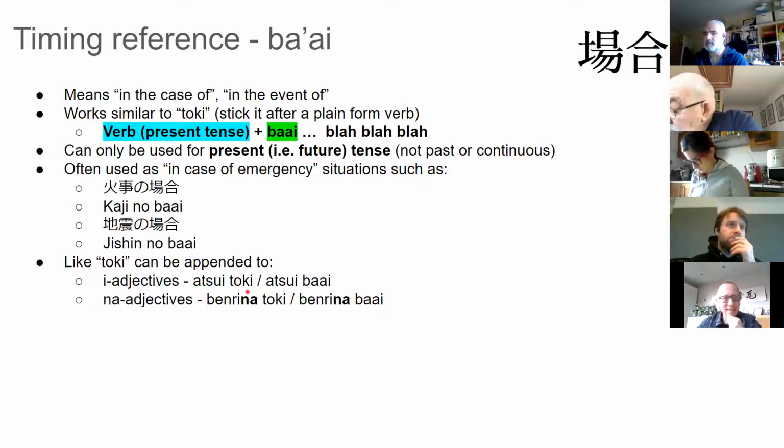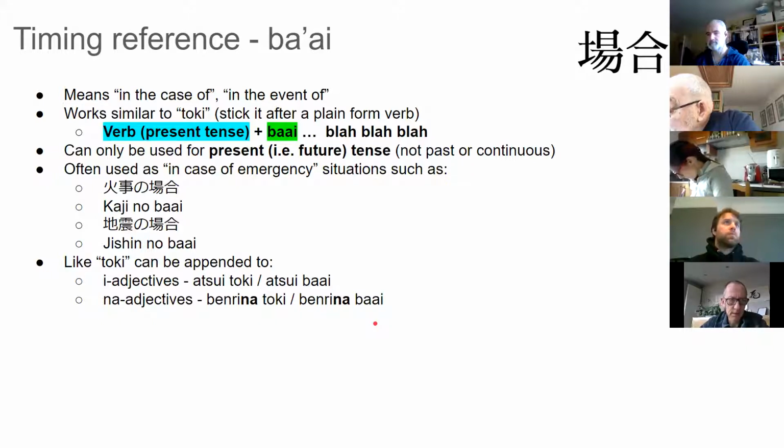Na adjectives. Bear in mind that we've got to use the full verb here. It's atsui toki, with the e. With na adjectives, we need the na as well: benri na toki or benri na bai. Oh, that was it. Any questions, guys?